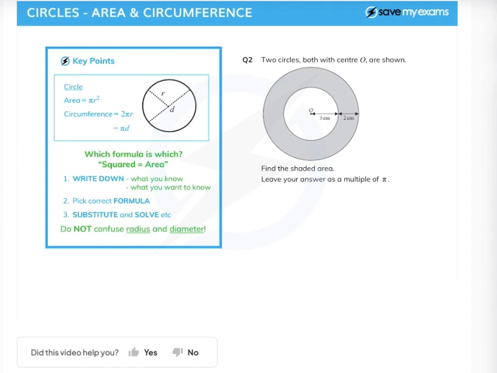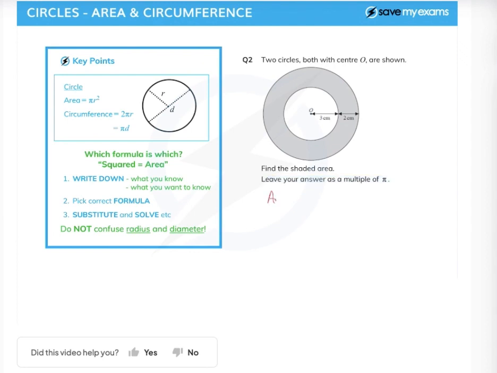Okay, one more question, not too difficult. Here we have two circles, both with centre O. They're known as concentric circles. And the area between them is shaded, and that's the area we want to find. And notice that we are asked to leave our answer as a multiple of pi.